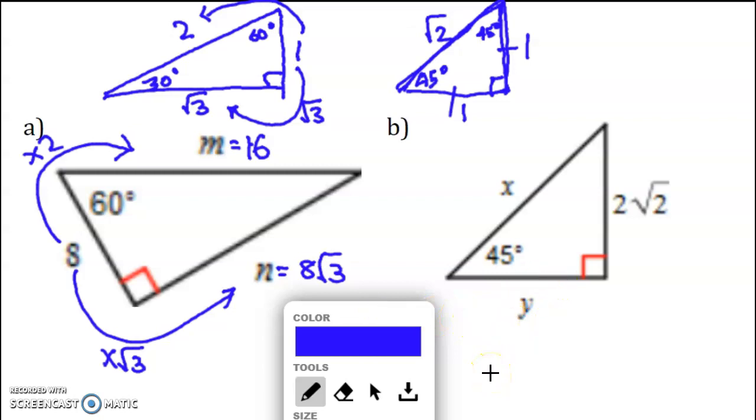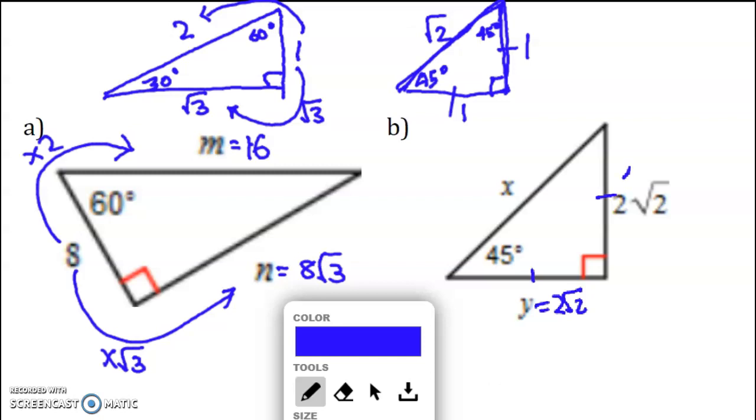This time, this is a 45, 45, 90 degree triangle. That means we are looking at this ratio. We have the ratio of 1, 1, root 2. That means if this side is 2 root 2, because this is an isosceles triangle, that side length and this side length are going to be the same. So y is also going to be 2 root 2. In a 45, 45, 90 degree triangle, the legs have the same length always.